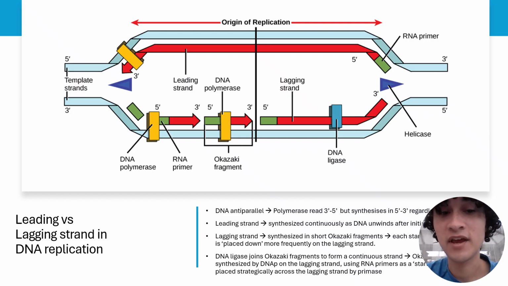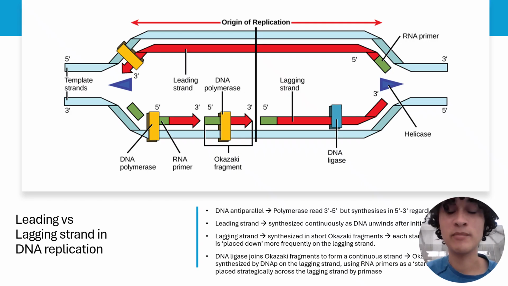Okay, but there are differences in how the daughter strands are formed by both parent templates. So on the leading strand, it's a very simple process, because it's going the same direction as the replication fork, and the enzymes, the DNA polymerases, the primases, are all reading in a 3 to 5 prime direction.